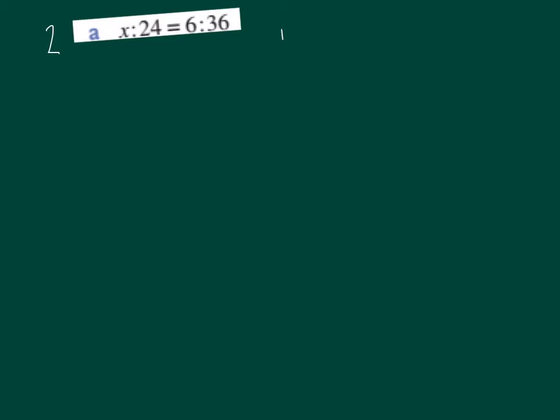And that's 1a. When we get to question 2a, it's exactly the same, except this time the unknown is replaced by the pronumeral x. So we've got x to 24, and we're told that it's equal to 6 to 36. Okay, so how do we get from 36 to 24 using times and divide? Well, one way I can do that is we can divide by 12 and then times by 2.